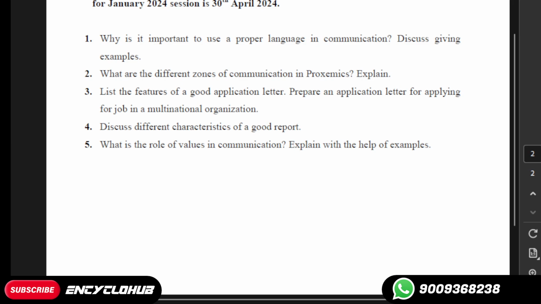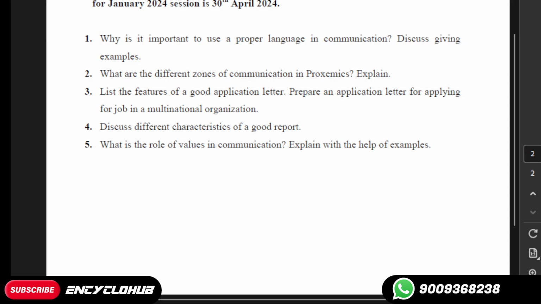Now the question number 1 is why it is important to use a proper language in communication. Discuss giving examples. The second one is what are the different zones of communication in Proxemics, explain. And the third one is list the features of a good application letter. Prepare an application letter for applying for job in a multinational organization.